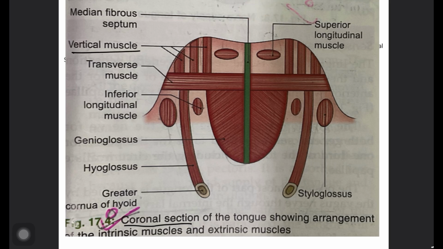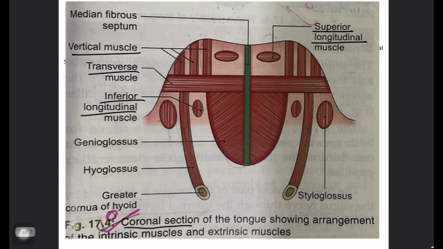As we look here, vertical, transverse, inferior longitudinal and superior longitudinal are the intrinsic muscles. The name is same as that of its course. Vertically passing, vertical muscles, transverse, that is from left to the right side. This is the transverse muscle. Superior longitudinal, that is from the tip to the posterior part. Similarly, inferior longitudinal muscles. Its name is inferior because it is present inferiorly, and superior because it is placed superiorly. Simple. So, this was the intrinsic muscle.